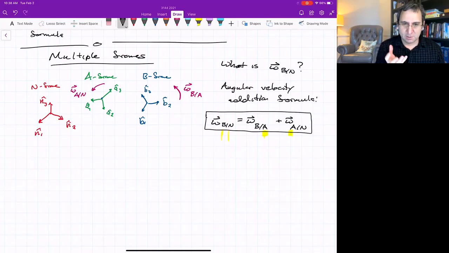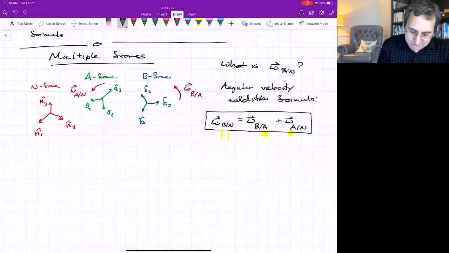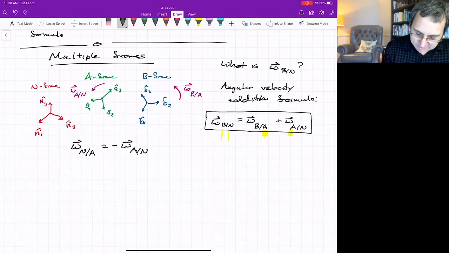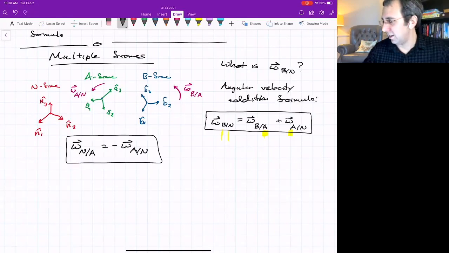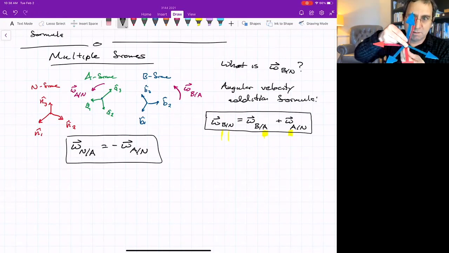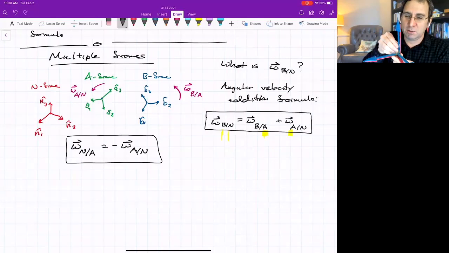There's also, if you have the A frame rotating with respect to the N frame, how is the N frame rotating with respect to the A frame? So omega of N with respect to A is going to be the negative of omega of A with respect to N. You're thinking, well, oh my goodness, what? Okay, so here are two frames. I'm going to have the blue frame rotating. I will curl my fingers in the direction that the blue frame is rotating with respect to the red frame.